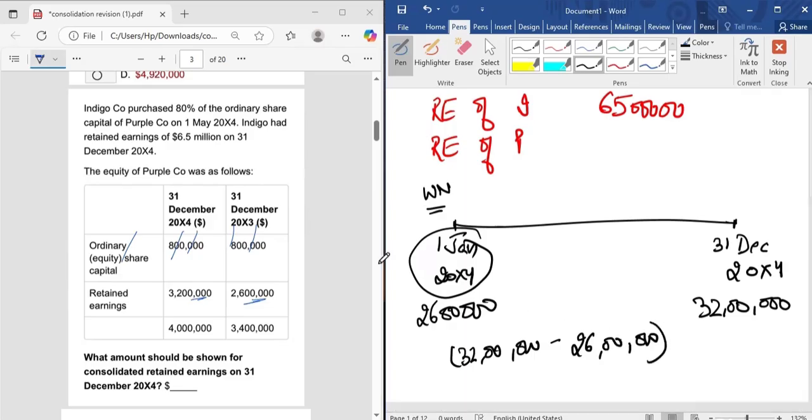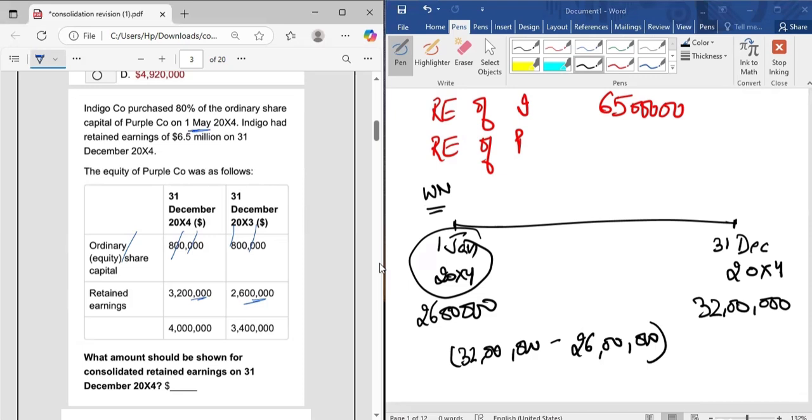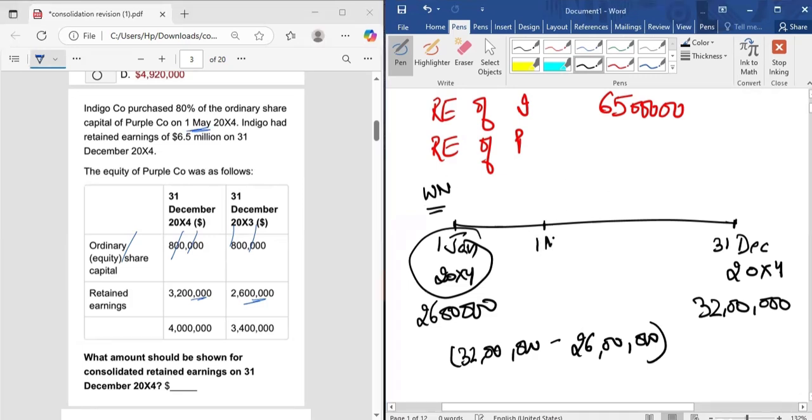But see, Indigo Company has purchased the Purple Company on 1 May 20x4, somewhere here. So we will only take the post-acquisition profits. We cannot take the profits for the entire year. You just have to take profits from 1 May till 31 December. So how many months would these be? May, June, July, August, September, October, November, December, right? So these would be 8 months. So I'll multiply this movement by 8.